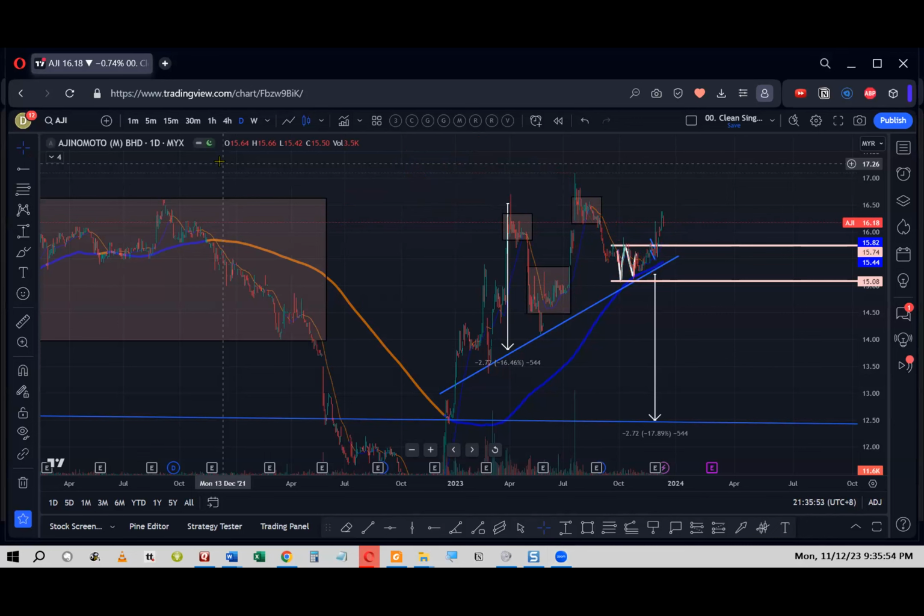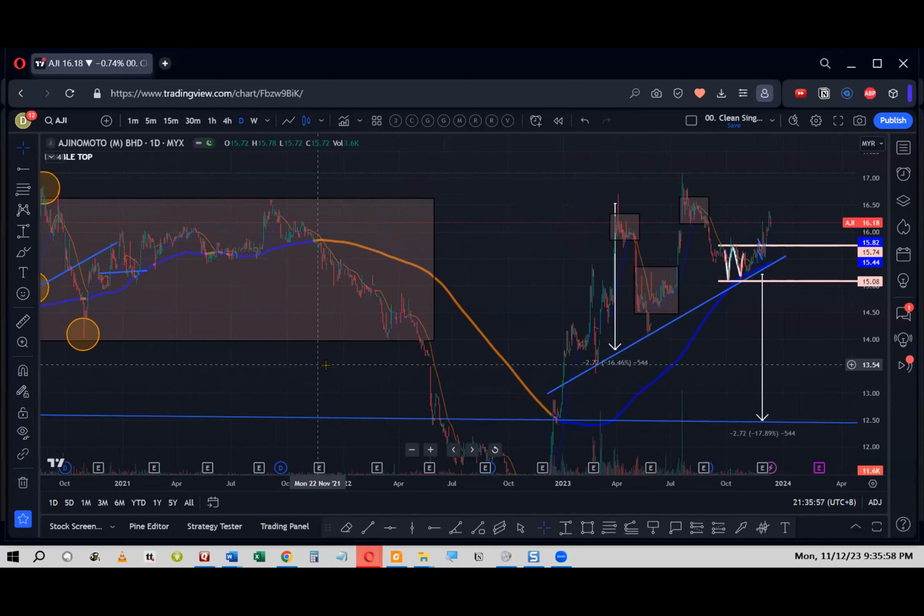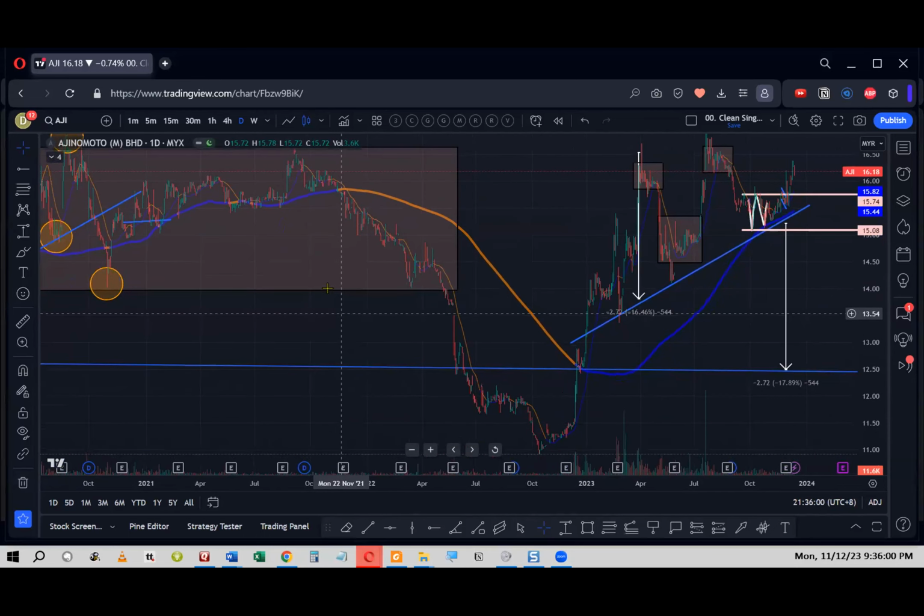Okay, got it. Okay. I still cannot see short term. I can see the big picture, but the small short term I cannot see.